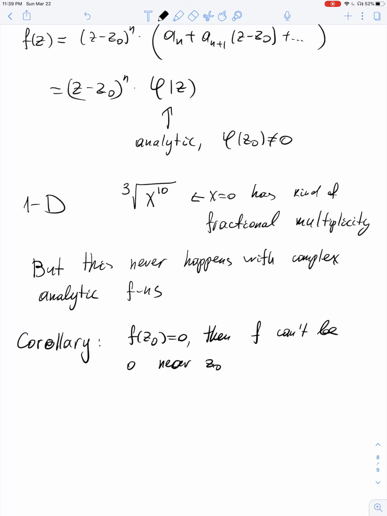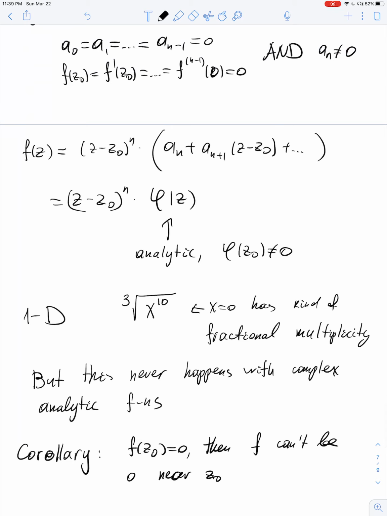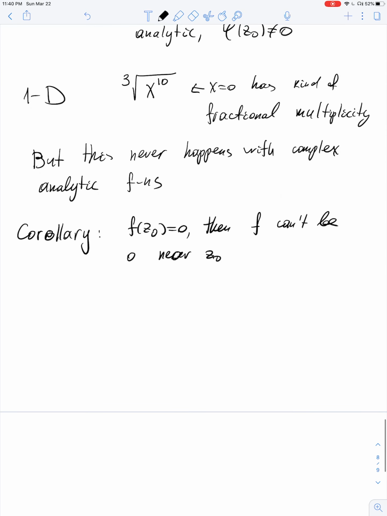Sorry, probably heard a horrible sound. So why is that? Well, let's look here. If we are near z0, then this first factor is not 0. It's 0 only if z is equal to z0. And this second factor is also not 0, because if z is near z0, then all these terms are super small, so they become negligible, and an is not 0. So f won't be equal to 0 near z0, which is really important.